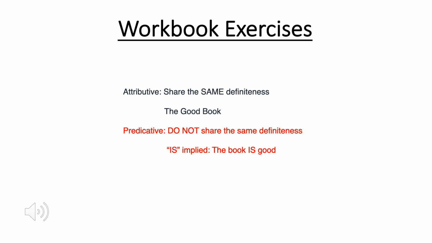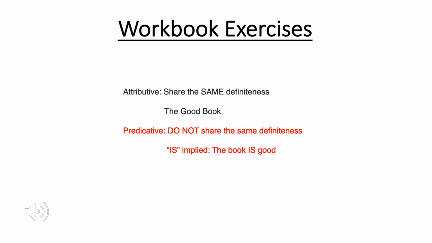In number 2, however, you notice that we do not have the same definiteness. They may both be singular, so that we may have tov sefer. However, in this instance here, we have tov ha sefer. The book is definite, but good is not. This is an indication that we have a predicative relationship, which means that tov is the predicate or the second part of the clause. So we translate this with the implied is. The book is good. Not the good book, but the book is good.